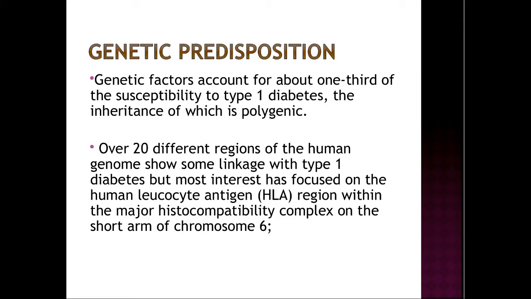Genetic factors account for about one third of the susceptibility to type 1 diabetes mellitus, the inheritance of which is probably polygenic. Over 20 different regions of the human genome show some linkage with type 1 diabetes, but most interest has focused on the human leukocyte antigen region within the major histocompatibility complex on the short arm of chromosome 6.